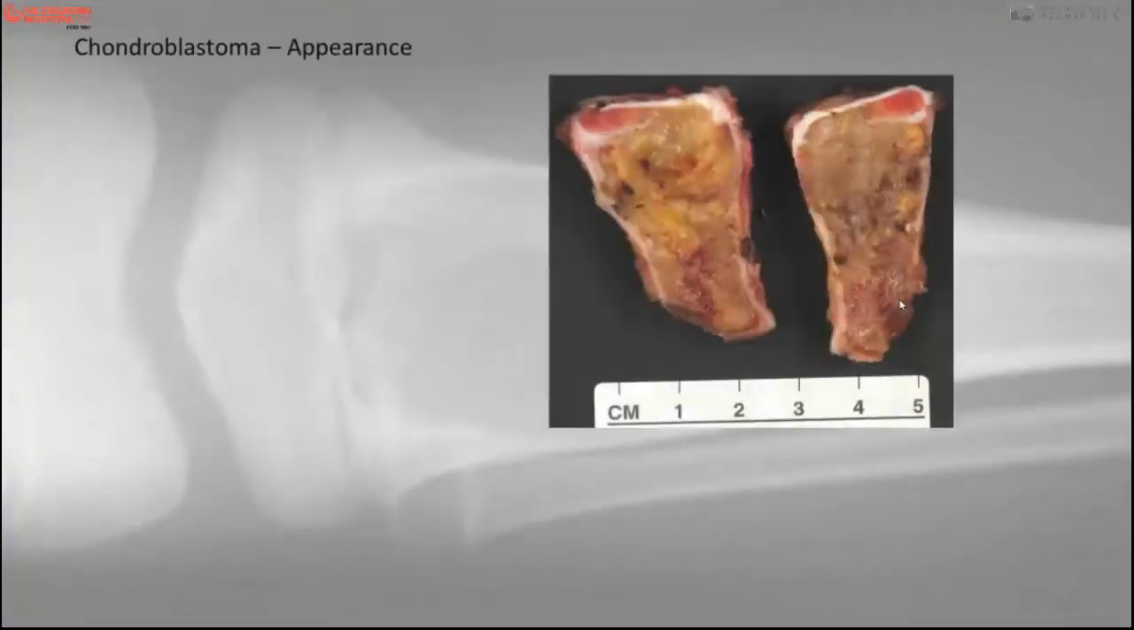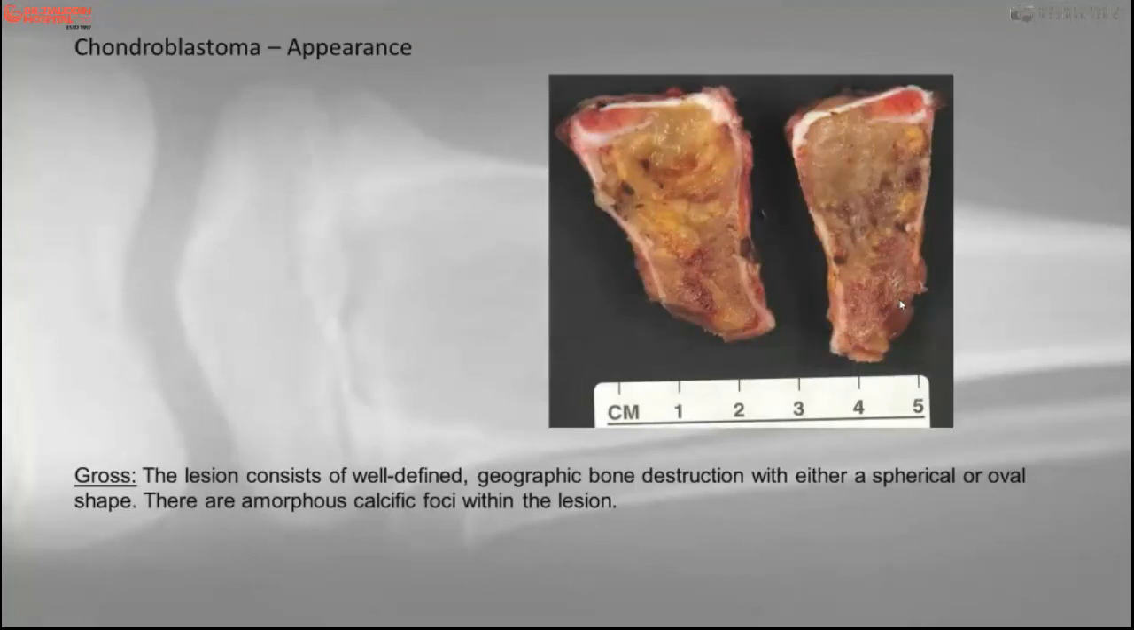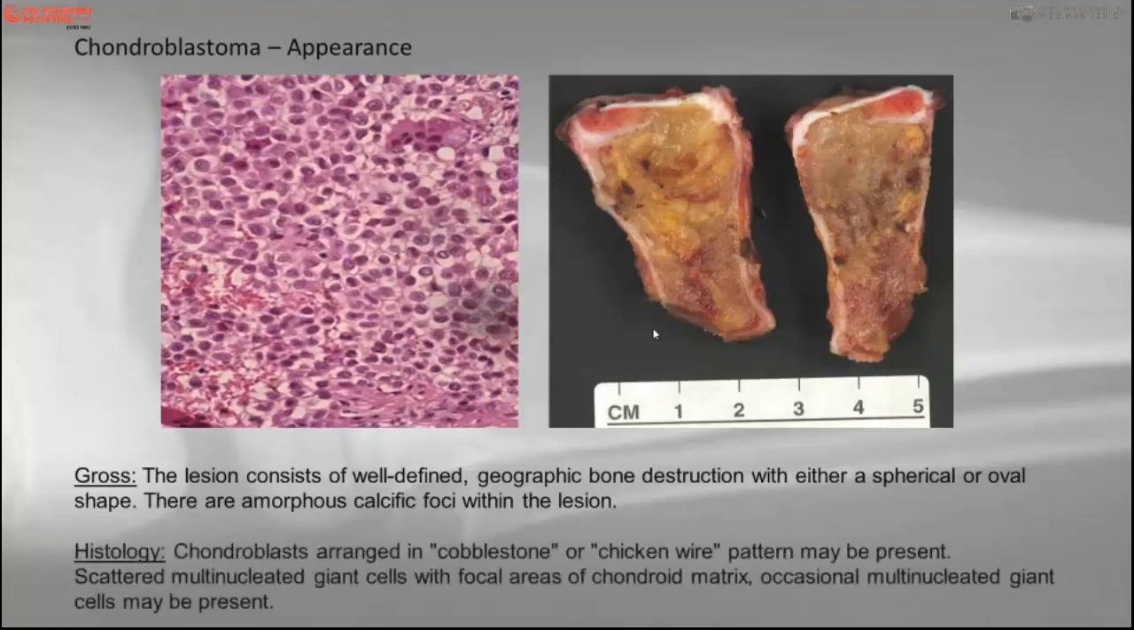This is the gross appearance. The lesion will show a well-defined geographic bone distribution. As I told you, the bone has limited its growth. It can be oval, spherical, or triangular, and there may be amorphous calcific foci in the lesion. This is the typical appearance on histology. They appear like chicken wire, as in the netting you see for holding chickens. So they appear like a net or cobblestones, but this is typical of chondroblastoma. So it has multinucleated giant cells and chondroid matrix.